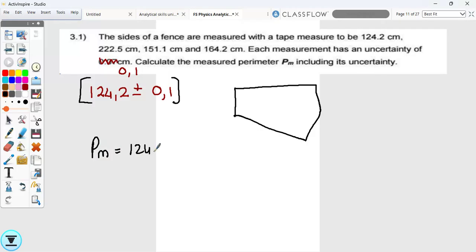If you haven't done this, I want you on your calculators, 124,2 plus 222,5 plus 151,1 plus 164,2. And what did that give you as an answer? You can type, you can scream, you can do whatever you feel like doing. I will look at the answers if you are typing. Give me an answer for that value quick. Yes? I didn't hear that.